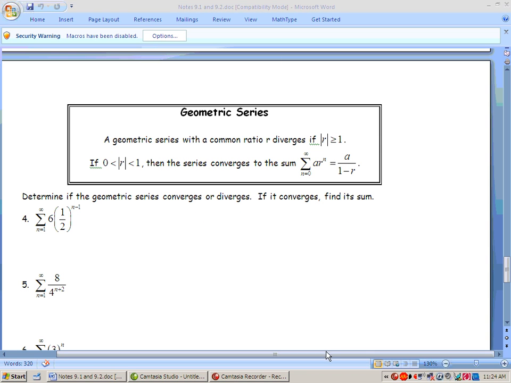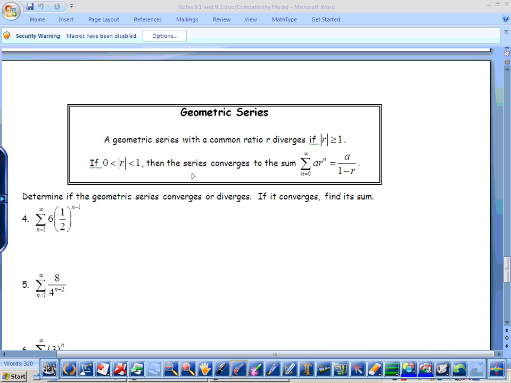Okay, geometric series. You actually learned about this last year. An example of a geometric series is 8 plus 4 plus 2 plus 1 plus 1/2 plus 1/4, etc. And what's significant about a geometric series is that a geometric series has a common ratio. And that common ratio is called R.